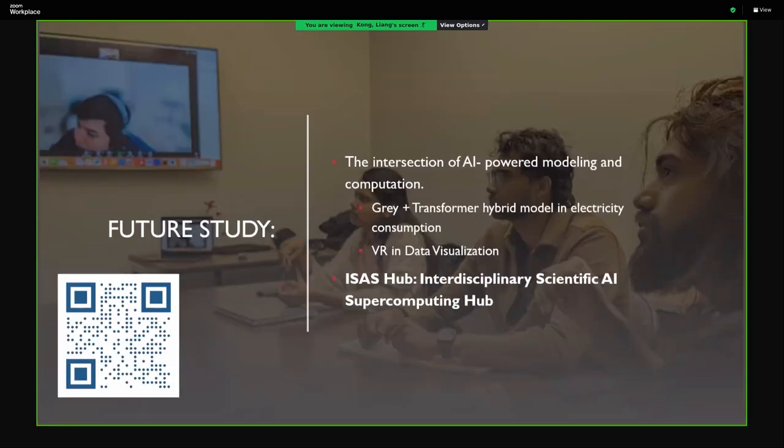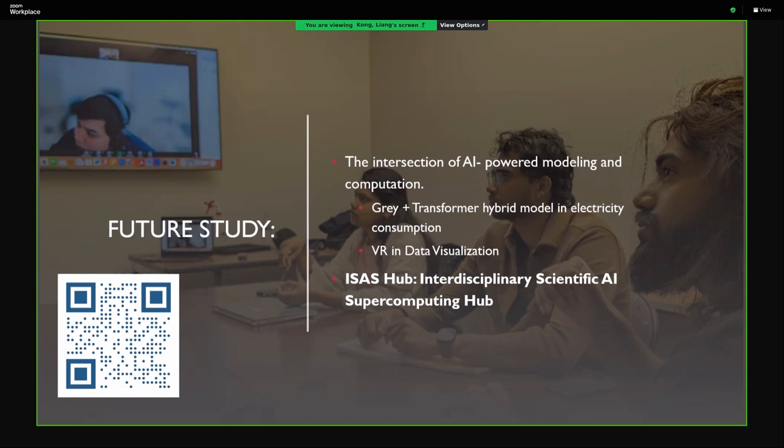Okay, so the intersection of AI-powered modeling and computing is a very promising area. I'm very interested in it, and I know some familiar faces today, at least 4 or 5 of them. He's your student, he's already passed, right?